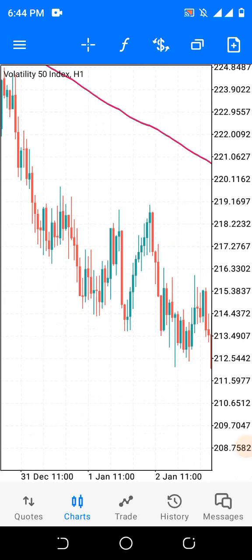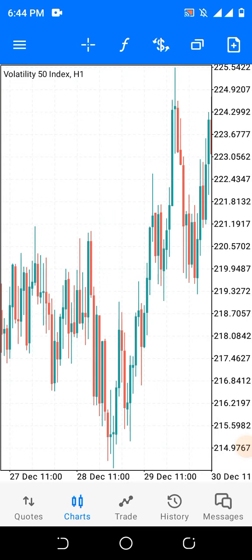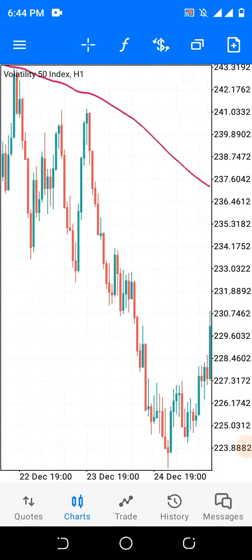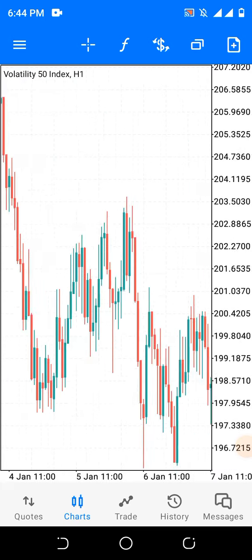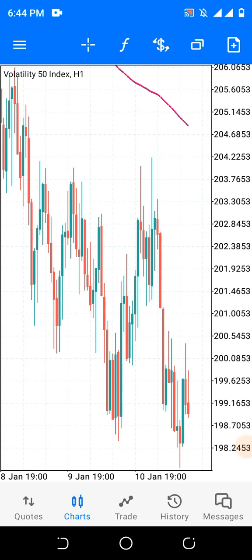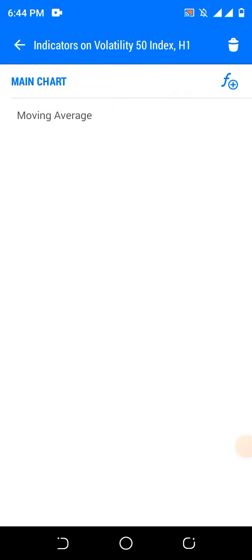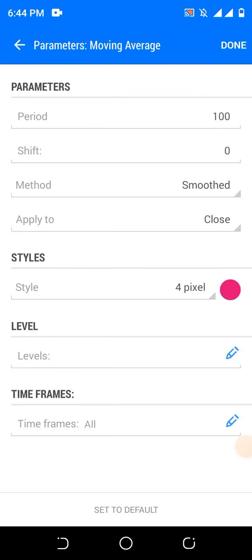indicator. Now on my screen, only the moving average is on the chart. So let's start with setting up the indicators. First of all, you go to function F. Now this is the moving average. Here are the settings for the moving average.